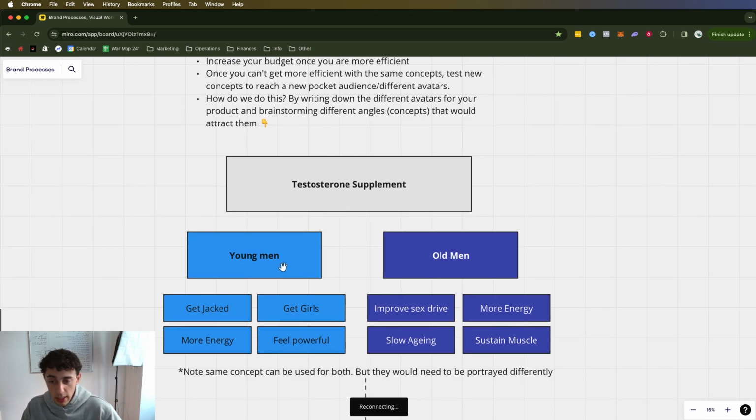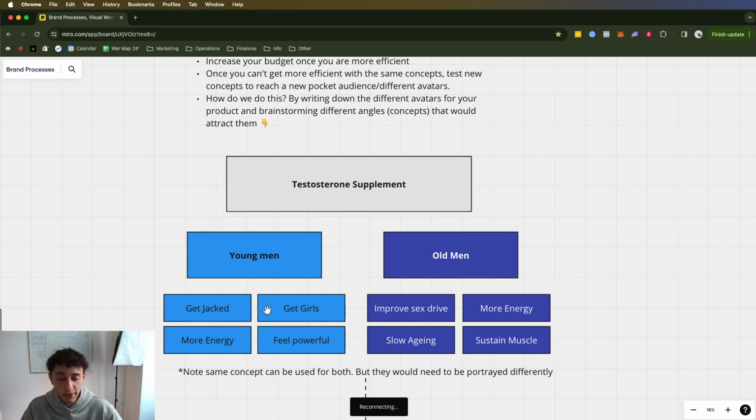Two different avatars could be young men and old men. Under young men, some angles could be get jacked, get girls, more energy, feel powerful. Under the avatar old men, you could have improved sex drive, more energy, slow aging, sustained muscle. Right? So these are your avatars, and within each avatar, you could have 1, 2, 3, 10, 100, 200 different angles that you come up with. And you come up with these angles by doing research.